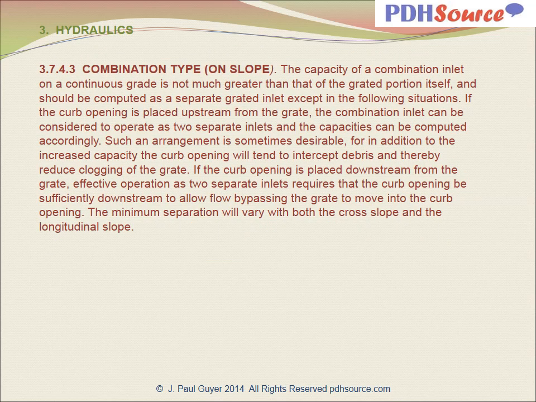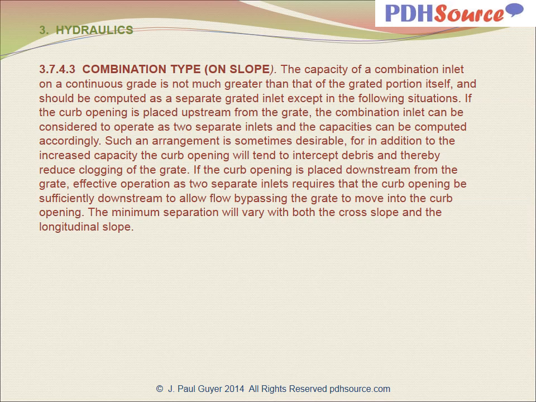For a combination type inlet on a slope, the capacity of a combination inlet on a continuous grade is not much greater than that of the graded portion itself and should be computed as a separate graded inlet except in the following situations. If the curb opening is placed upstream from the grate, the combination inlet can be considered to operate as 2 separate inlets and the capacities can be computed accordingly. Such an arrangement is sometimes desirable, for in addition to the increased capacity, the curb opening will tend to intercept debris and thereby reduce clogging of the grate.